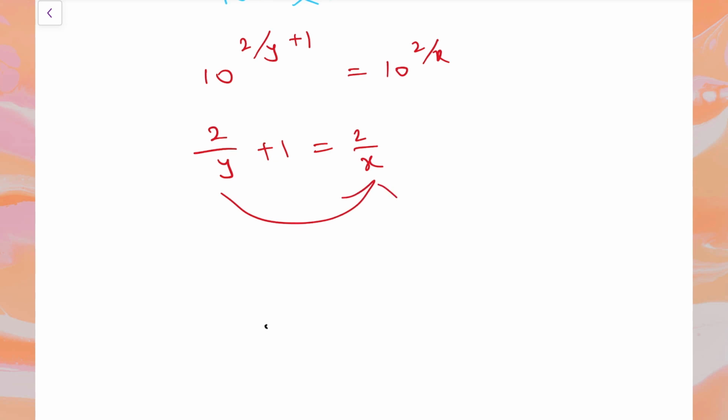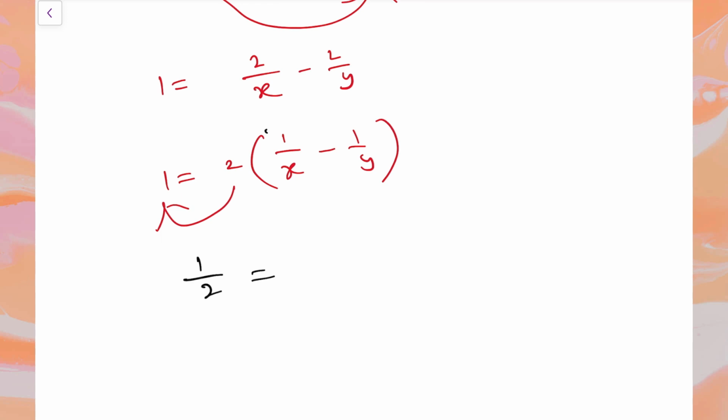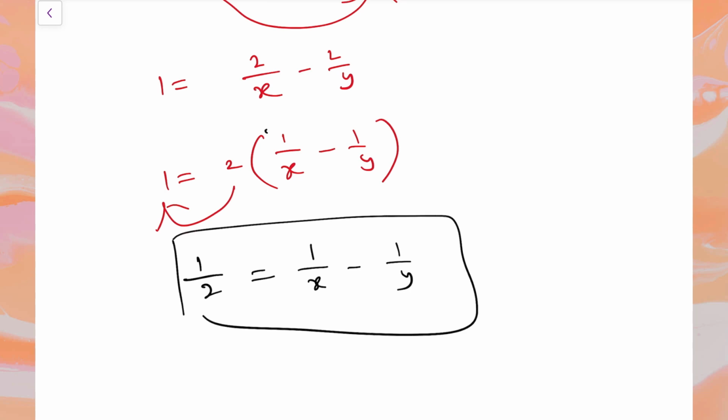Take 2 by y to the right side. 1 equals 2 by x plus 2 by y will become minus 2 by y. 1 equals 2 by x minus 2 by y. From these two we can take out 2 common. So remains with 1 by x minus 1 by y. Take 2 also to the left side. Then we get 1 by 2 equals 1 by x minus 1 by y. He is asking about the value of 1 by x minus 1 by y. So 1 by x minus 1 by y value is 1 by 2.